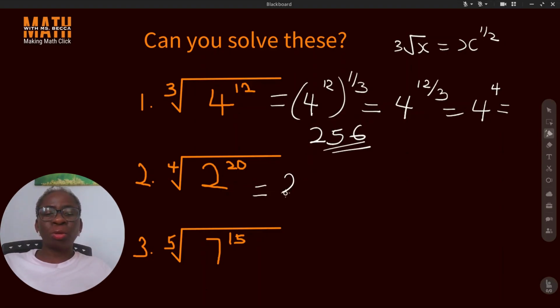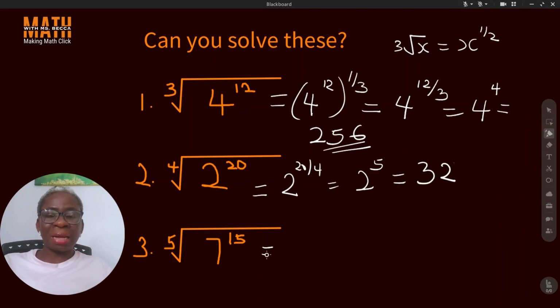So this will be 2 power 20 over 4, and that will be 2 power 5, and that will give 32. The same thing applies to this.